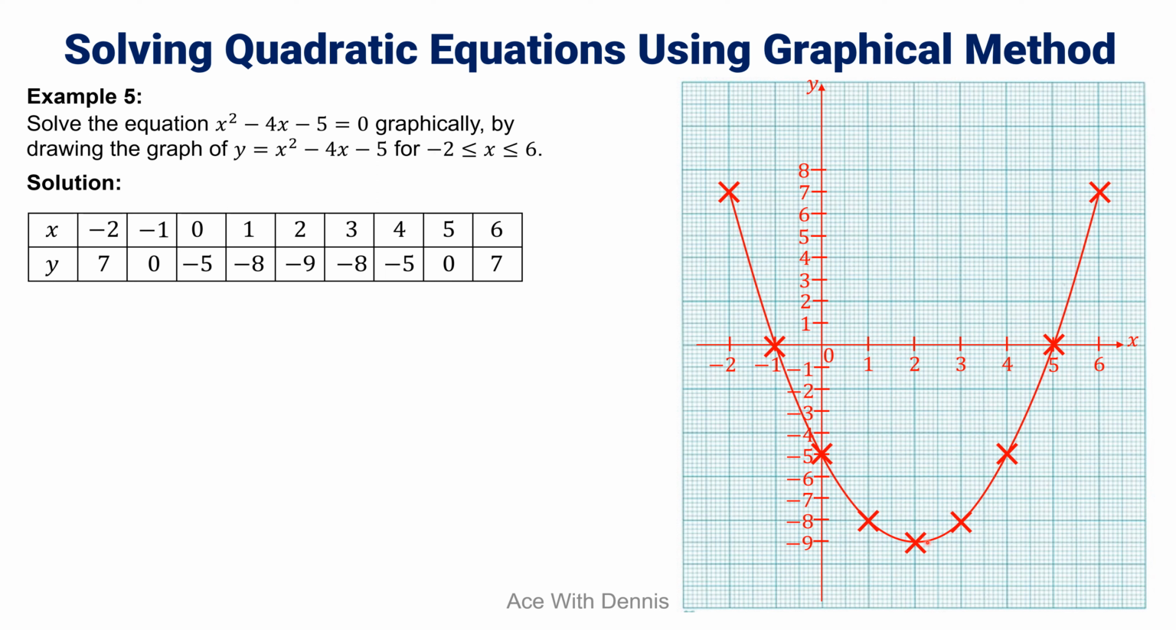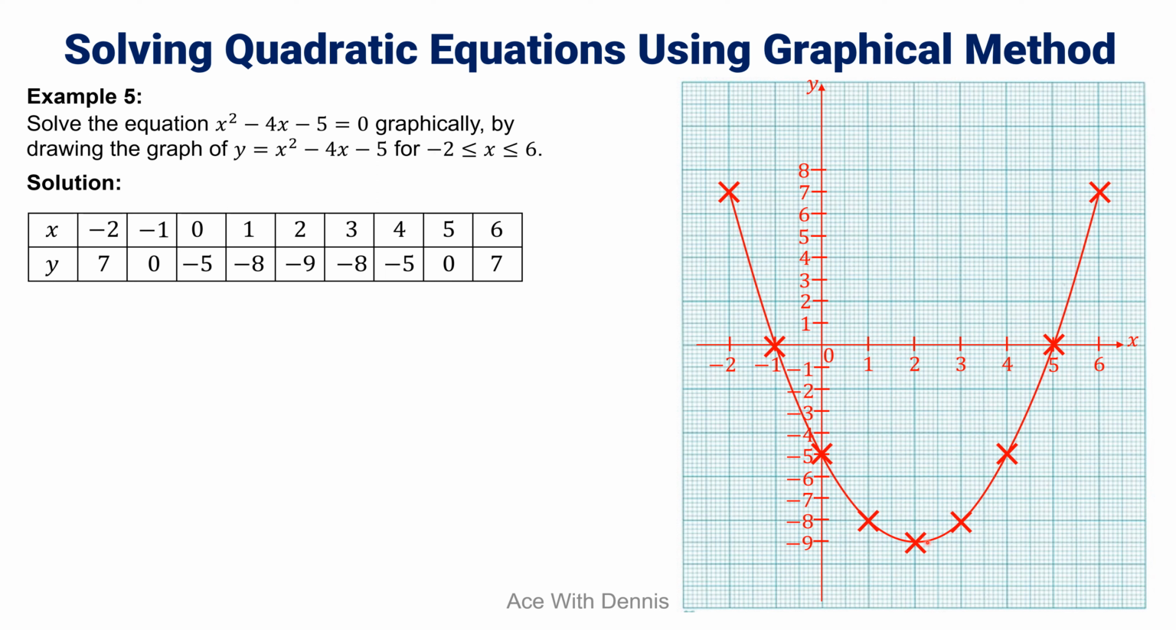Alright, next step. When the graph y equals x squared minus 4x minus 5 cuts the x-axis, which is this point and this point, y equals 0. So which means that the equation now is 0 equals x squared minus 4x minus 5. So the value or values of x at this point is or are the solution or roots of the equation.